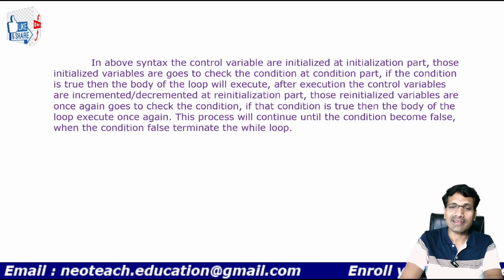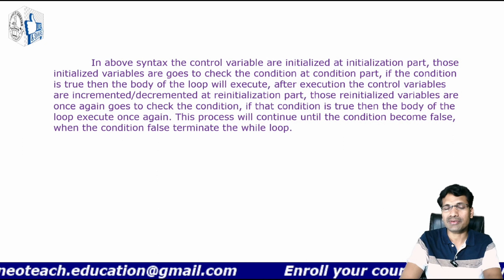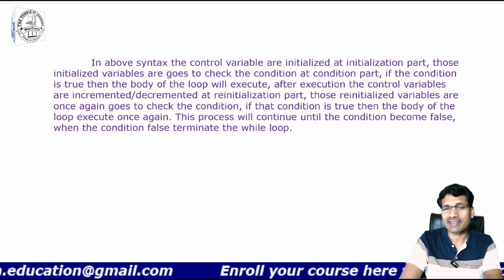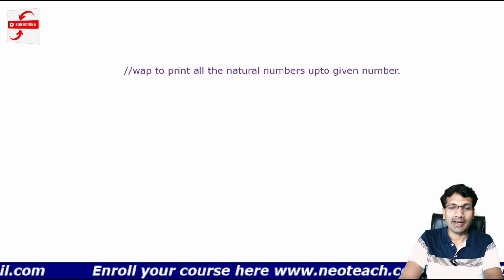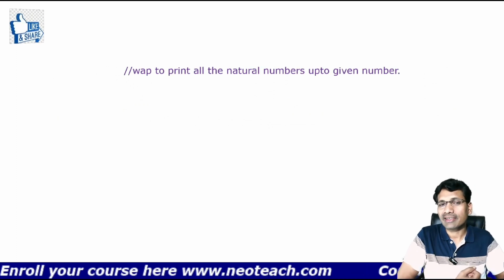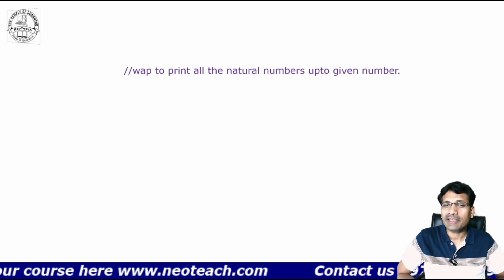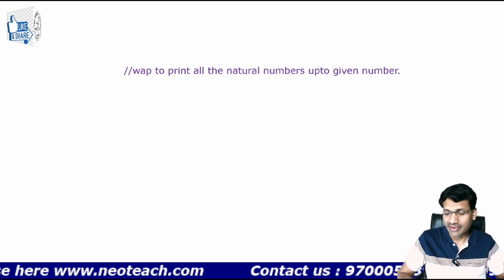So when the condition is false, terminate the while loop. So this is the brief explanation regarding that syntax and flowchart. Okay. Now, what is the program we are going to write here? Write a program to print all the natural numbers up to a given number.